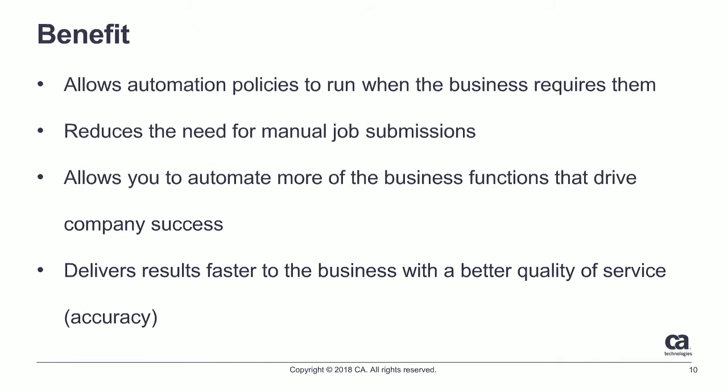And the benefit of this is that it allows automation policies to run when the business requires them. So I am running in an event-based paradigm. I am reacting to events as they happen. I am capturing events that come from AutoSys, from outside of AutoSys, from my applications, from my platforms, whether they're on-premise or off-premise, and I can create rules that can react to those events when they occur, when the business needs them. Okay, I can apply automation in the end.